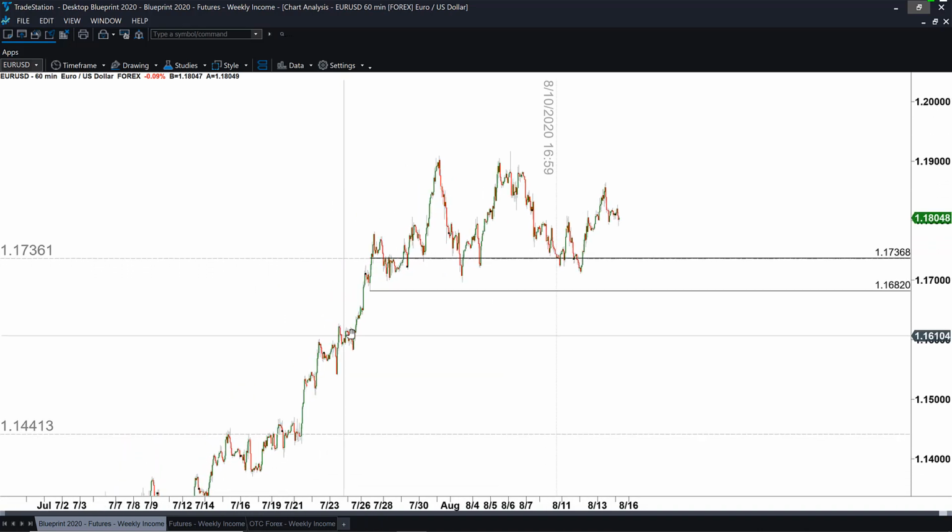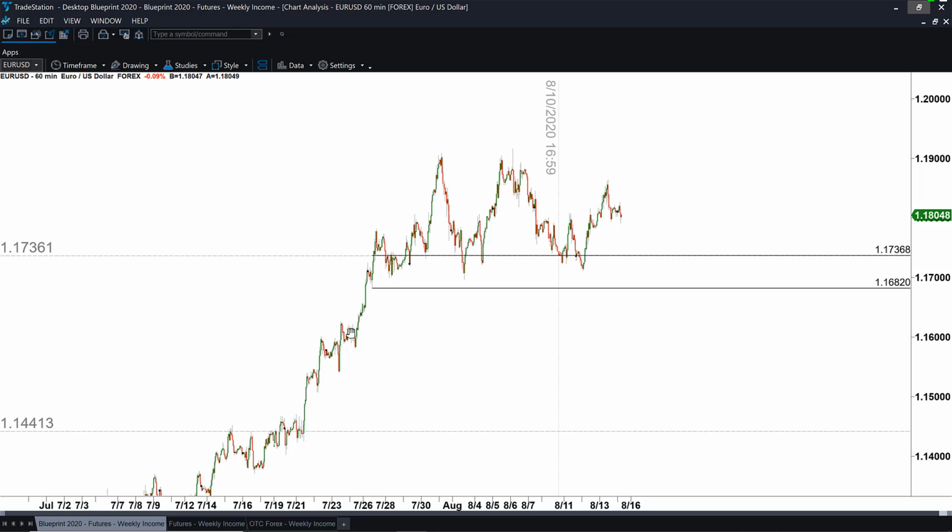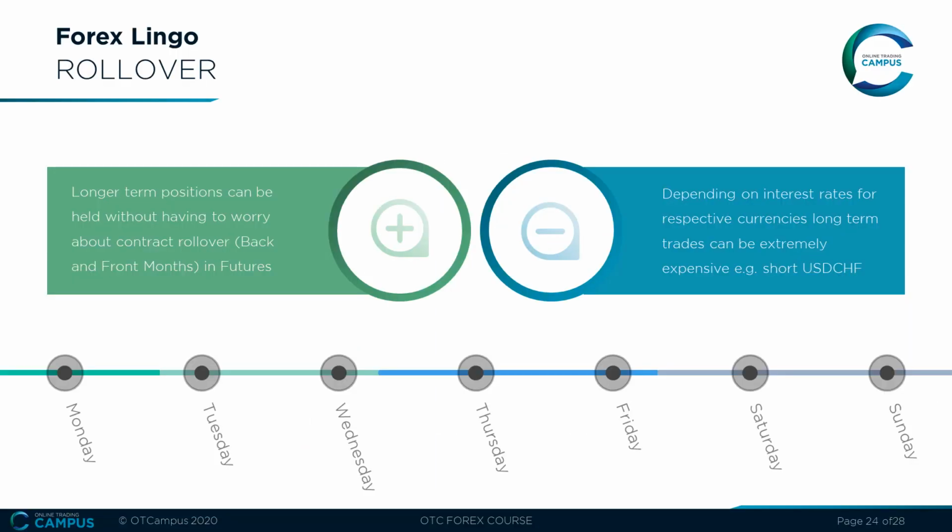All right, let's go back to the theoretical part and finish off rollover. Rollover in general has its benefits because we can hold longer term positions without having to worry about contract rollover like in futures with back and front months. With Forex pairs, there's no expiry. However, with every yin, there's also a yang. Depending on interest rates for respective currencies, longer term trades can be extremely expensive.